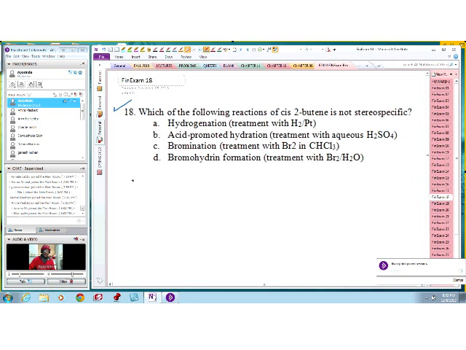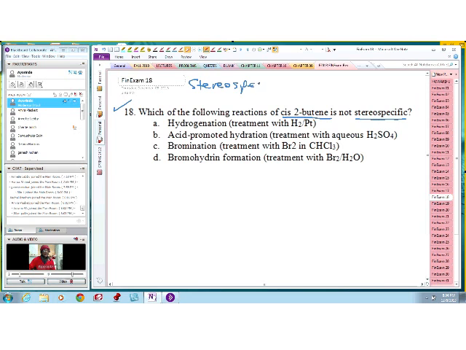Okay, very good, and thank you. So this question is testing a variety of concepts. One, it is testing your knowledge of the reagents, and also your knowledge of nomenclature in addition to your knowledge of reaction mechanism. They say which of the following reactions of cis-2-butene, in other words, they want us to use cis-2-butene to react with each one of these reagents, and they are asking which one of these reactions is stereospecific. So right away, you need to know what stereospecific means.